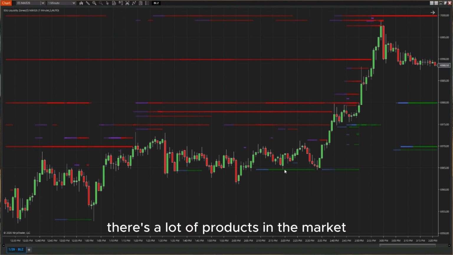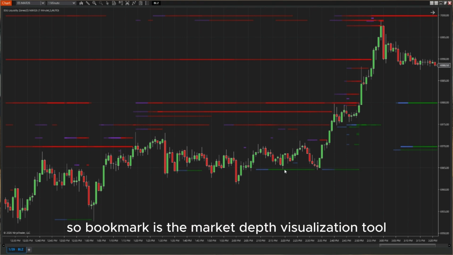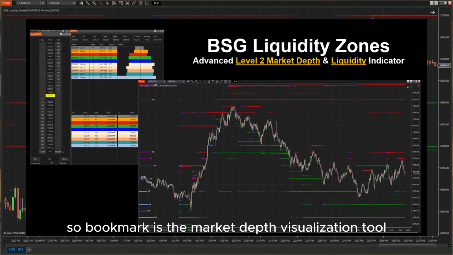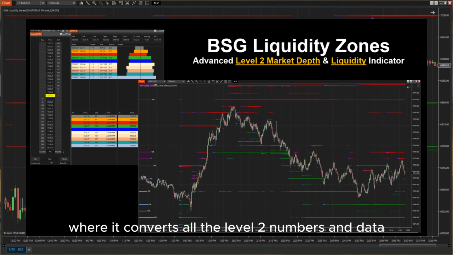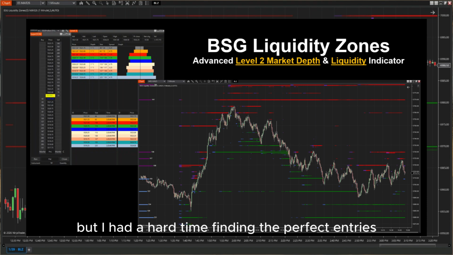There are a lot of products in the market. It's going to paint all the order flow on the screen like Bookmap. Bookmap is a market depth visualization tool that converts all the level 2 numbers and data into a visual form. It paints everything. But I had a hard time finding the perfect entries with those tools because it paints everything.